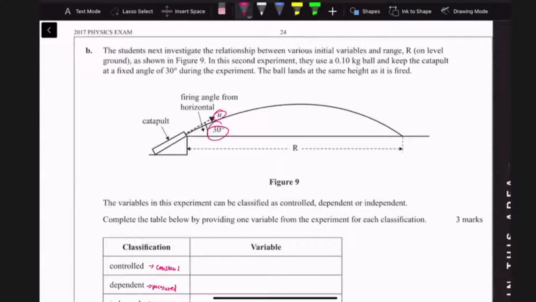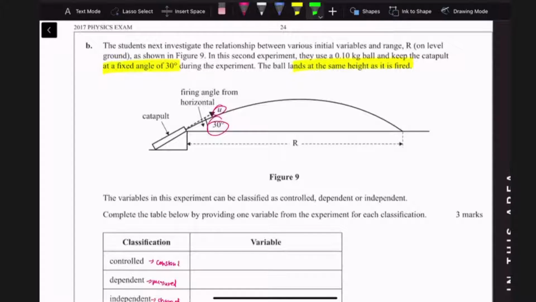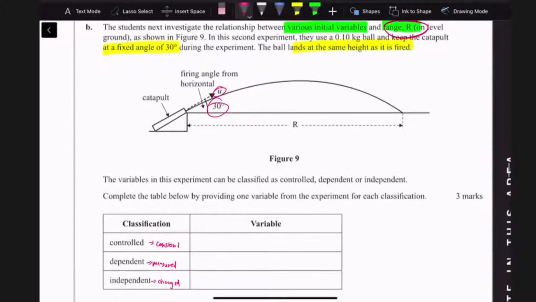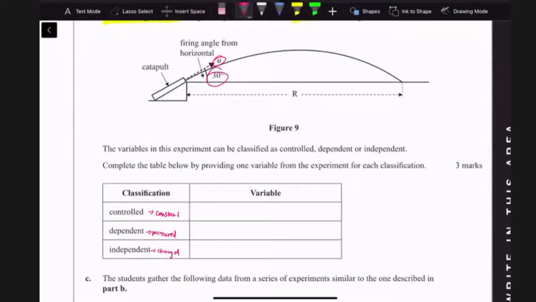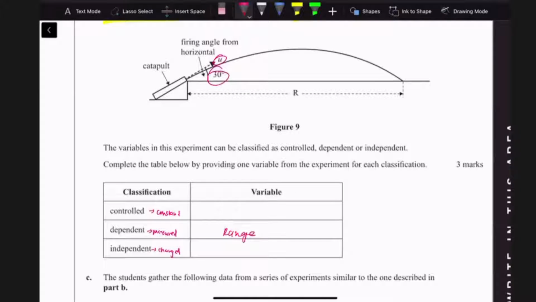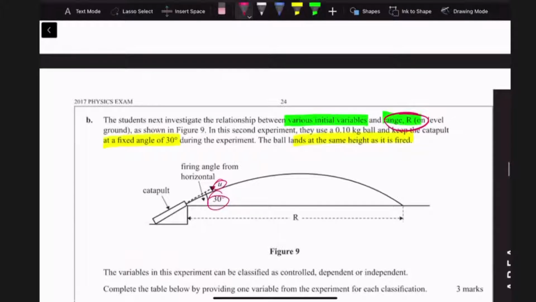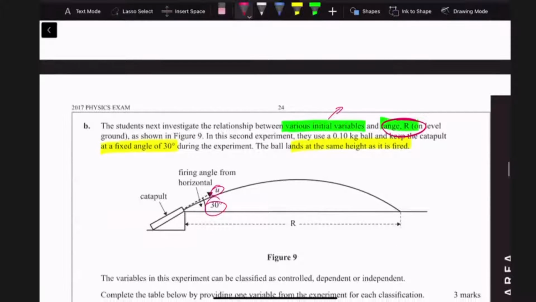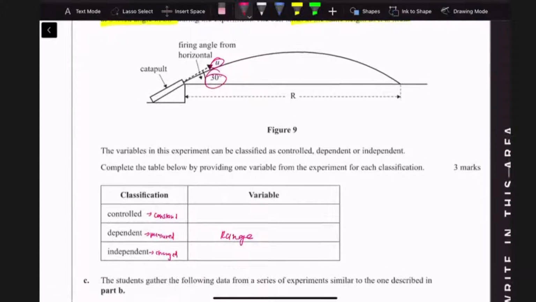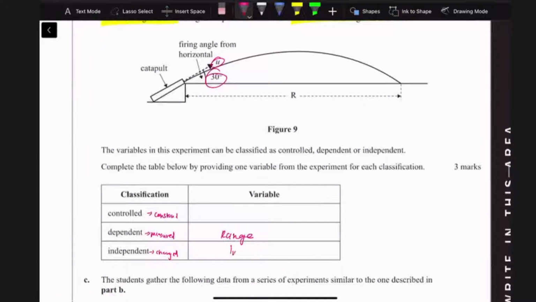So actually, let's read the question first. They're keeping the catapult at a fixed angle and it lands at the same height as fired. And what they're measuring is the relationship between initial variables and range. So from this part, you can see that range is the one that they're measuring. So the dependent variable is range. And the one that they're changing is the initial velocity, because they've kept the angle the same. So initial velocity is changed, and the angle is the controlled one.